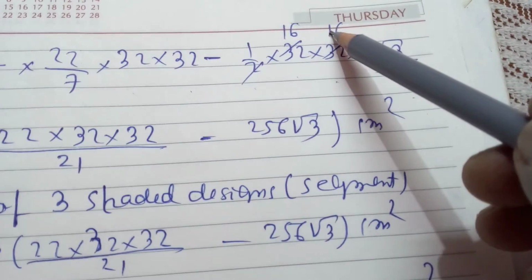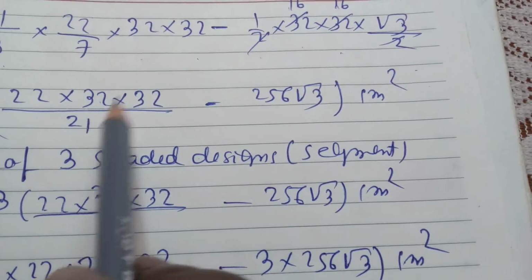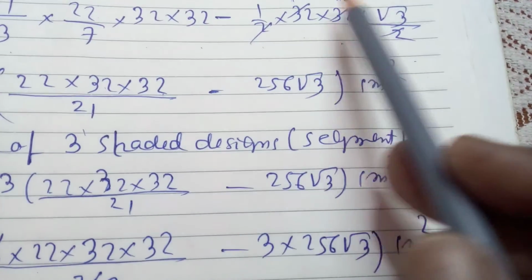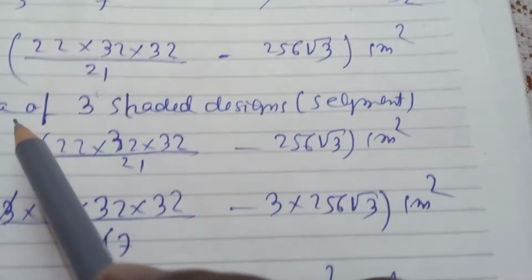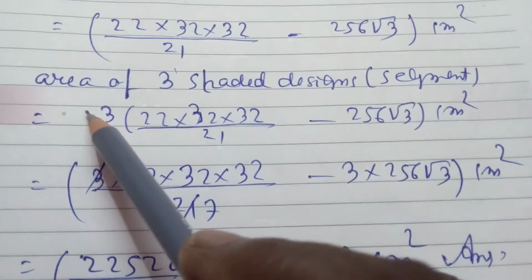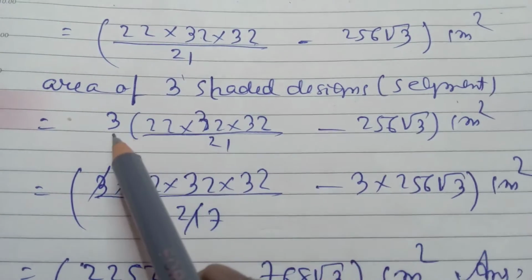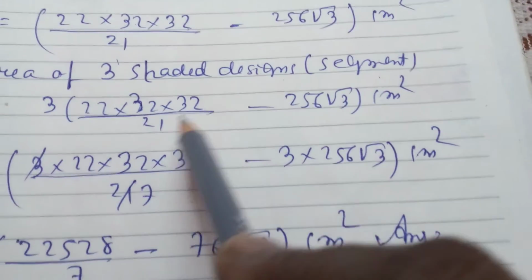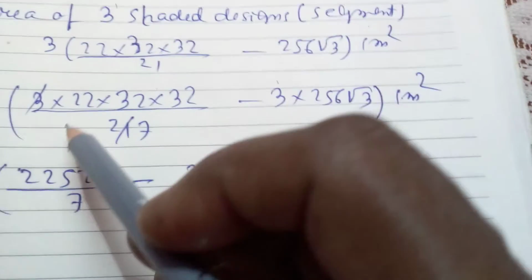So 2 16s are 32 here, and 2 16s are 32. So after multiplication, 22 into 32 into 32 by 3 7s are 21, and here 16 16s are 256 into root 3 cm². Now there are 3 segments. So the area of 3 shaded designs, that is the area of 3 segments, is 3 into 22 into 32 into 32 by 21 minus 256 root 3 cm².